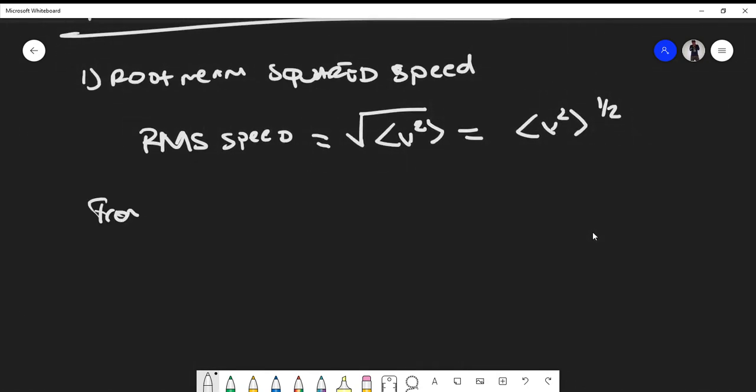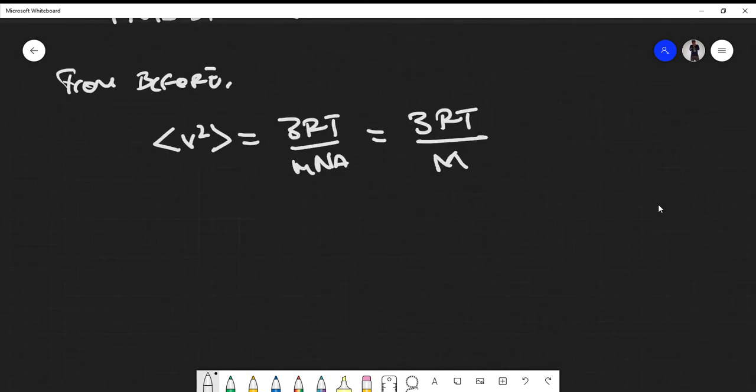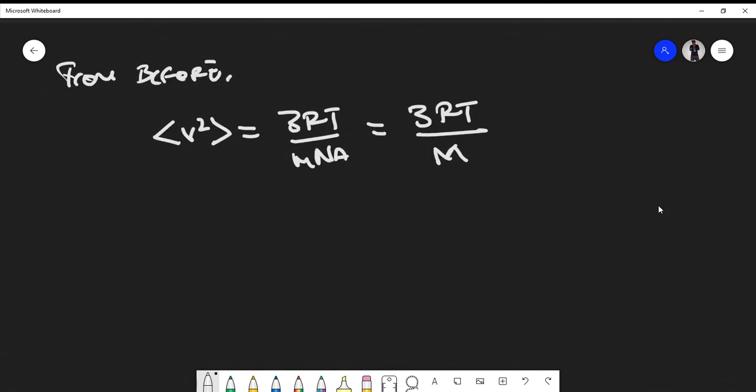Now, if we go back to the lecture from before, or not even the lecture from before, but just above in this lecture, we said that the average velocity squared is equal to 3RT over m times Na, where m is the number of molecules. And this is essentially equal to 3RT over big M. Now, big M replaces m times Na, which is essentially the molar mass of the molecule, or the molecular weight, right, of the gas molecule. So that's what big M stands for.